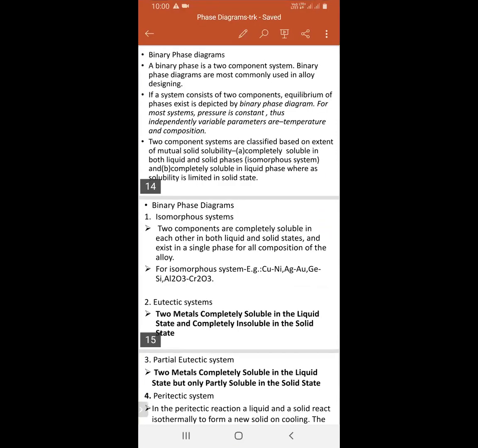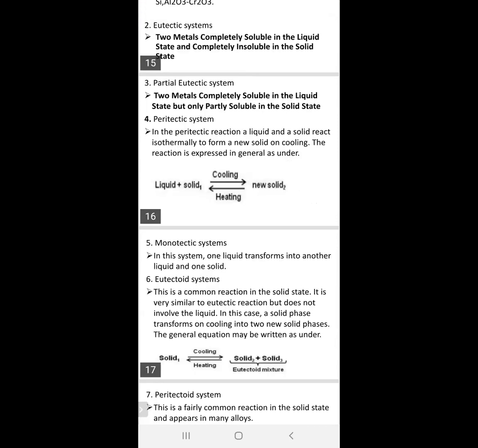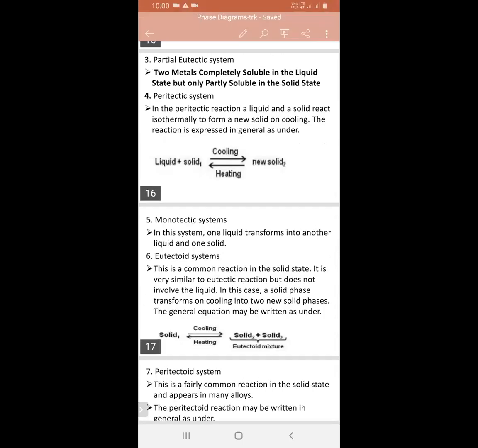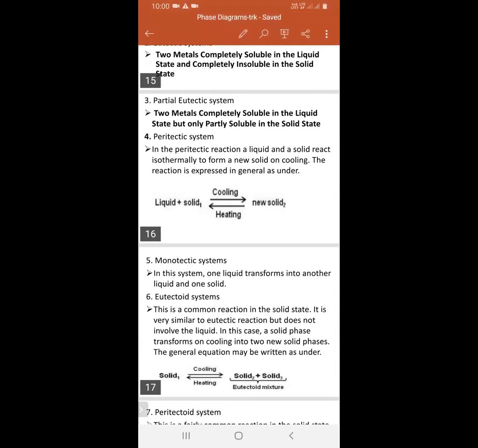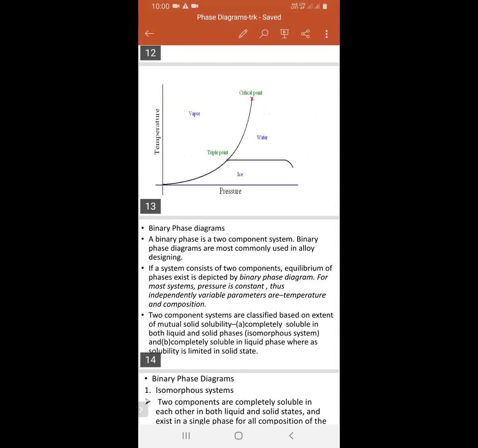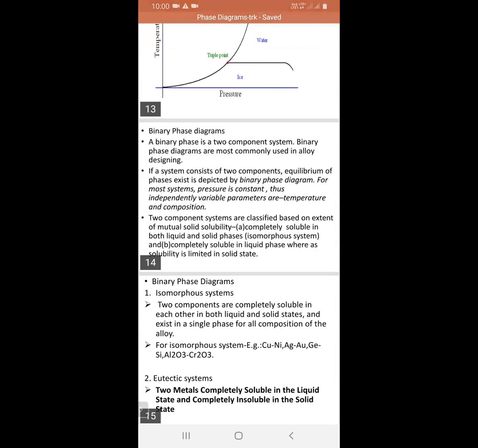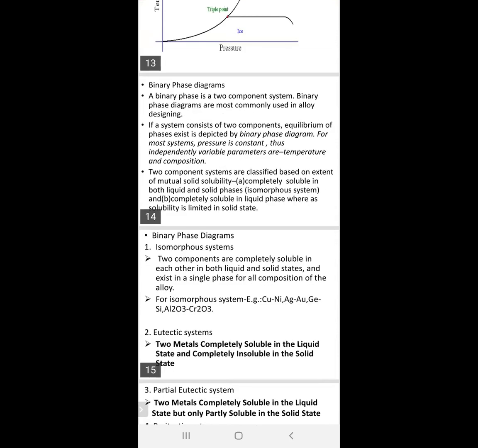See, all of you, today we are going to discuss the remaining two phase diagrams: the eutectoid system phase diagram and next the peritectoid phase diagram. So far, what we have discussed is the binary isomorphous phase diagram. In this diagram, two components are completely soluble in each other in both the liquid and solid state. They form one single phase for all compositions.